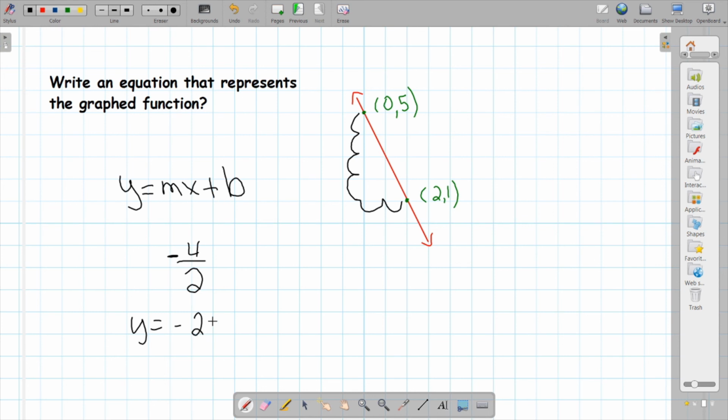And our b is just our y-intercept, where it crosses the y. Remember, that's when x is 0, and they're giving us that right here. So this point right here is our y-intercept, and what is the y value at that point? It is 5. Forgot that little x there. Make sure you put that in there. So the equation of this line would be y equals negative 2x plus 5. Slope of negative 2 and a y-intercept of 5.